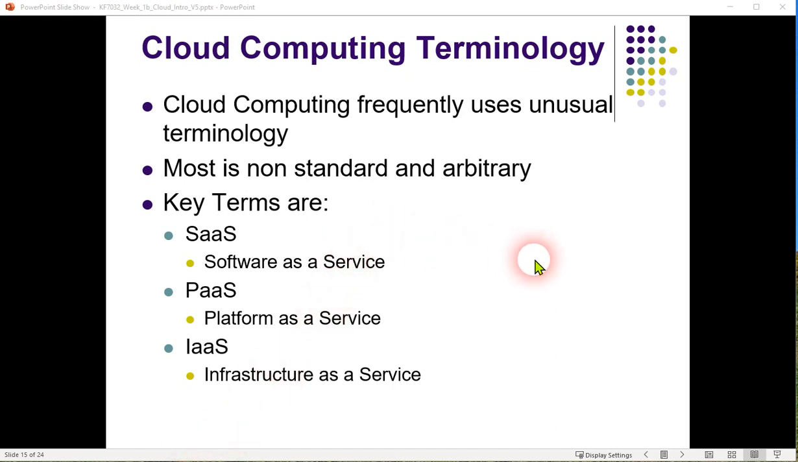Cloud computing uses its own set of terminology. It's not used exactly the same by every single supplier. There is a tendency now for people to have stabilized on what they're talking about. Even so, you might meet some platform specific terminology that you'll need to Google to resolve for you. Key terms we've got are SaaS, PaaS, IaaS, and I'm going to just spend a little bit of time going through them.